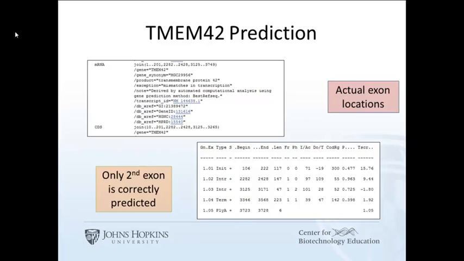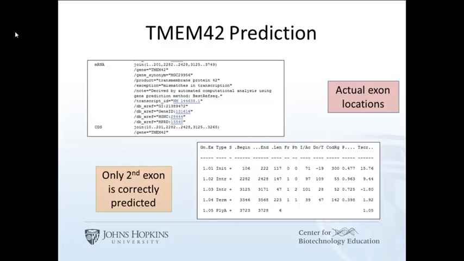The second one is correct. That's INTR for internal exon. But the third exon is wrong. In fact, it predicted 4 exons. It did get the start of the third exon correct. It is at position 3125.